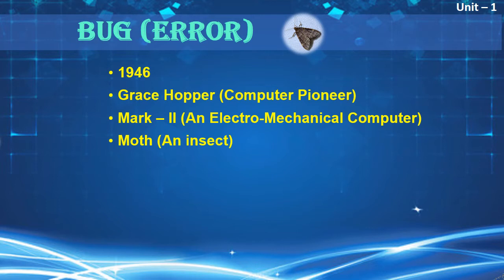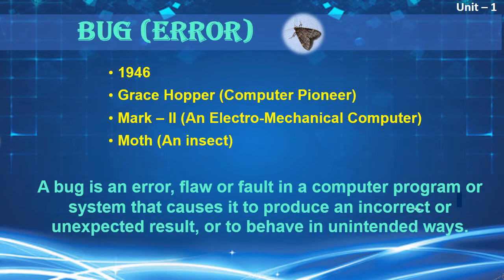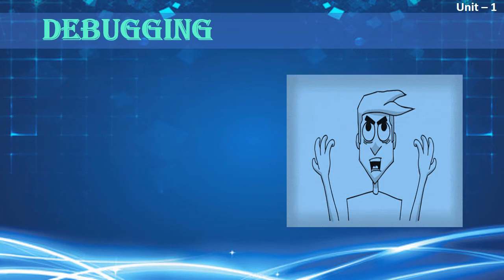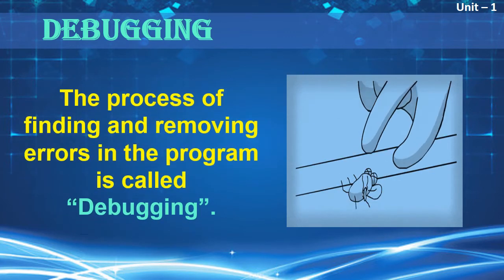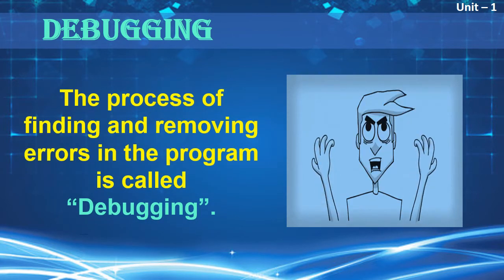Now let's define what a bug is. A bug is an error, flaw, or fault in a computer program or system that causes it to produce an incorrect or unexpected result, or to behave in unintended ways. Debugging. The process of finding and removing errors in the program is called debugging.